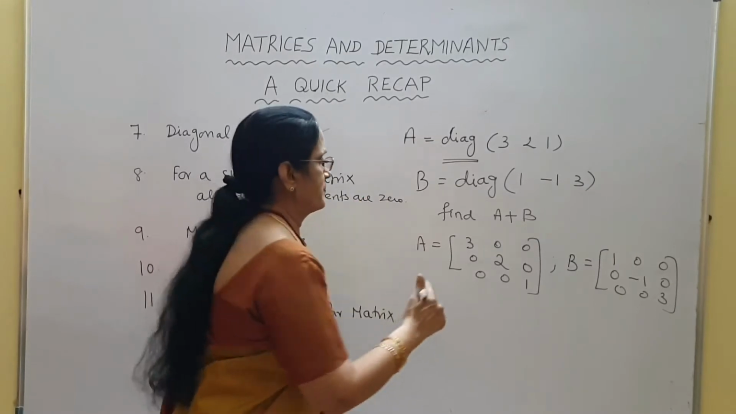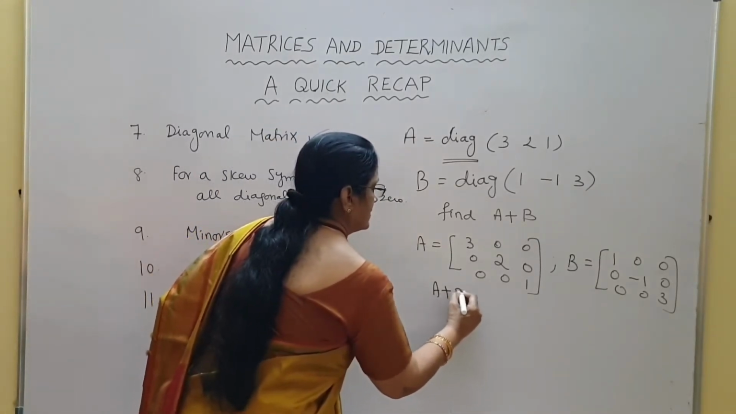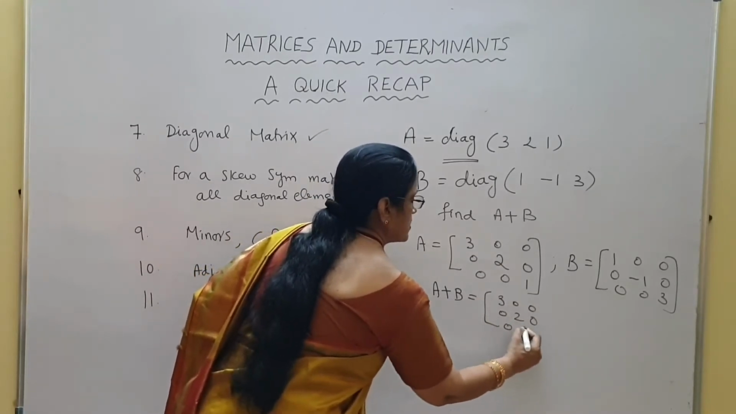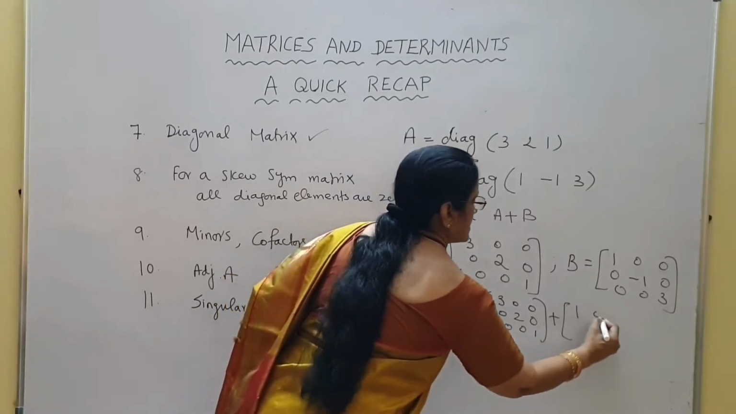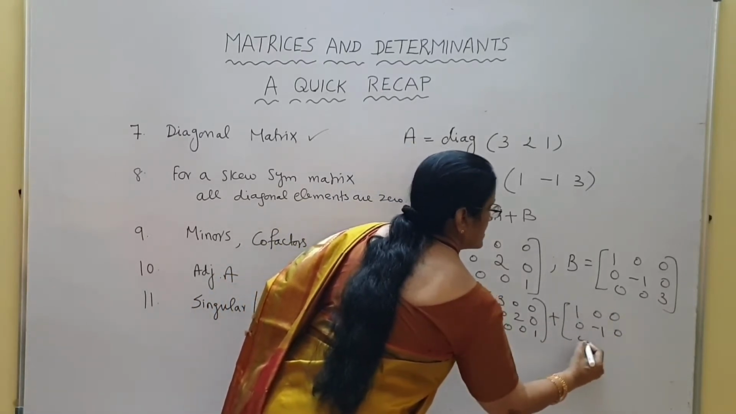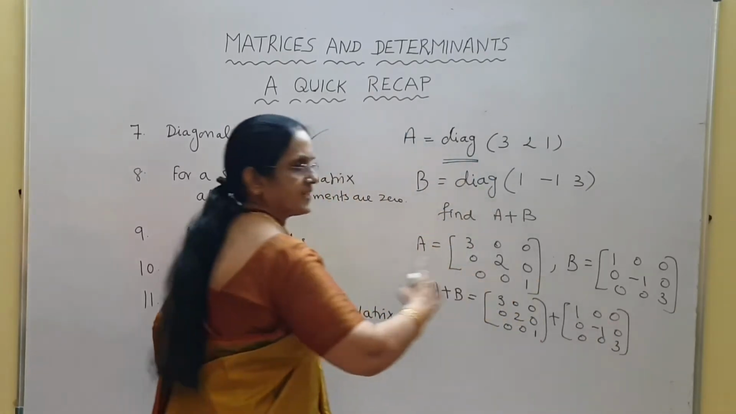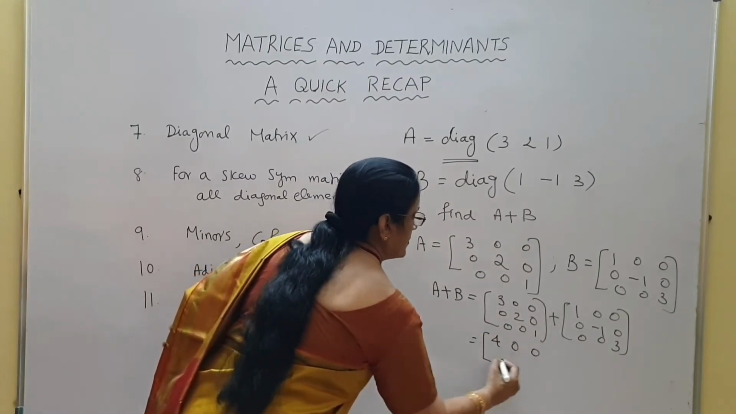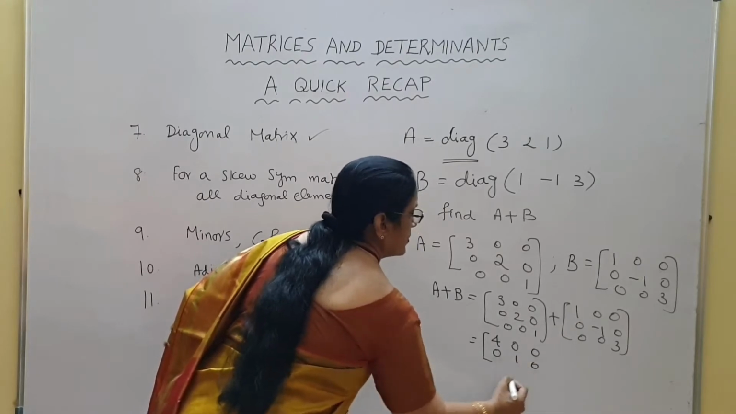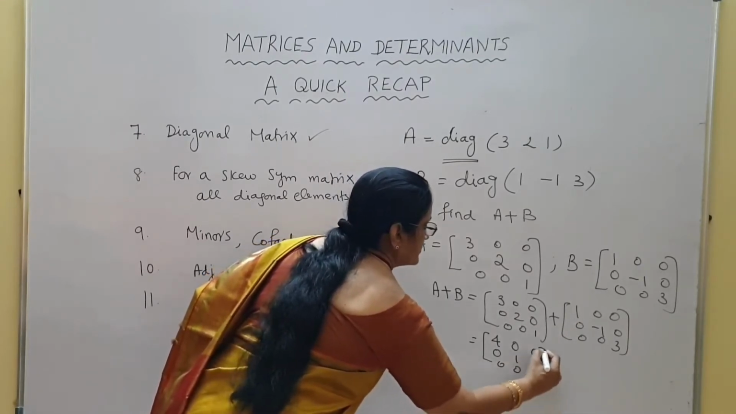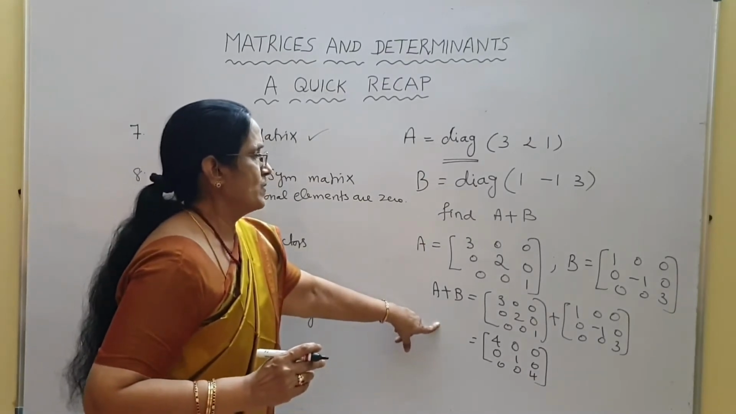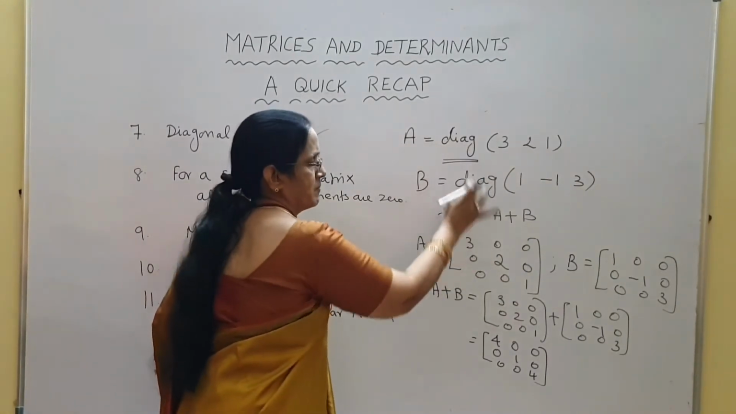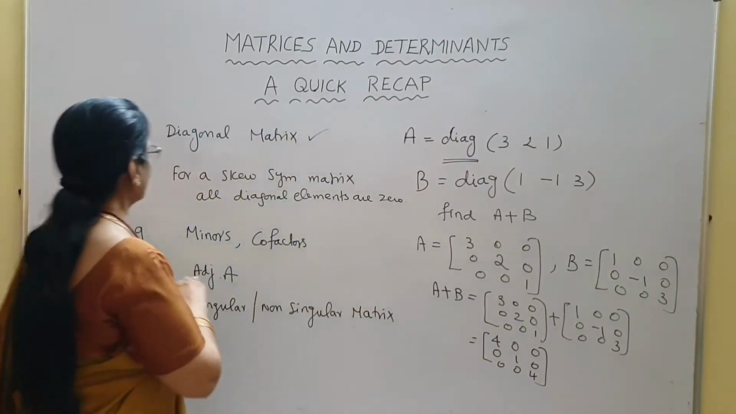You should not forget. So A plus B is equal to 3, 0, 0, 0, 2, 0, 0, 0, 1 plus 1, 0, 0, 0, minus 1, 0, 0, 0, 3. Now collect the right terms. You will be getting a matrix 4, 0, 0, 0, 1, 0, 0, 0, 4. So that is your A plus B. So this notation you have to remember. Okay. Passing on to the next point.